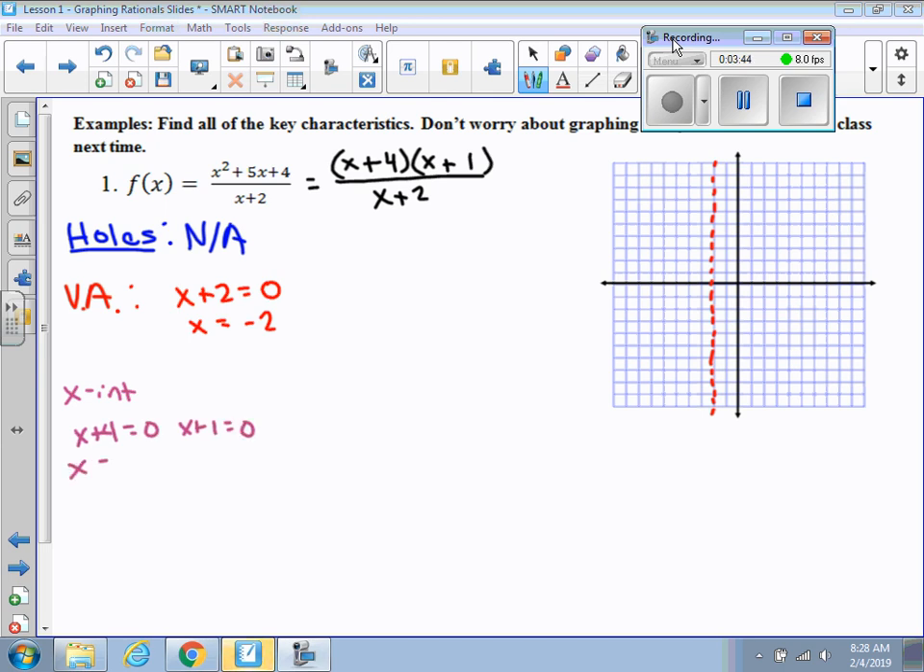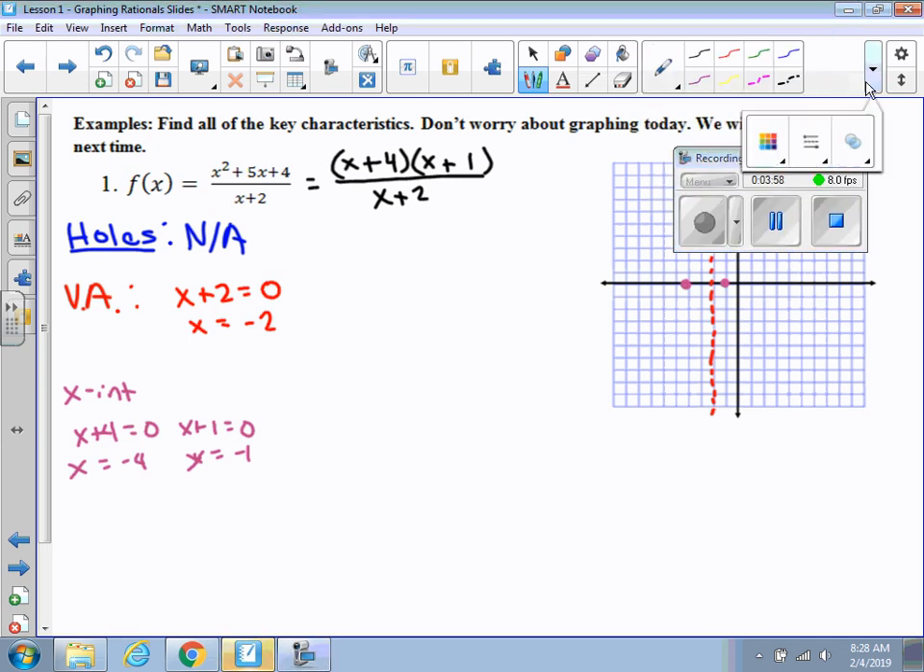So x equals negative 4 and x equals negative 1, and we're going to plot those on our graph. Negative 4 is right here, and negative 1 is right there. All right, now moving on to our y-intercepts.